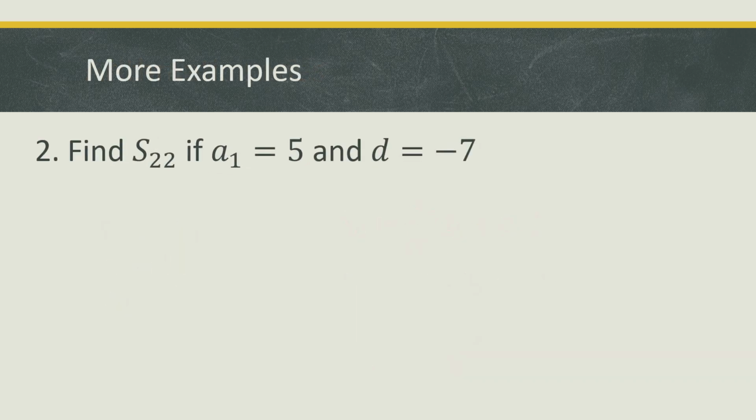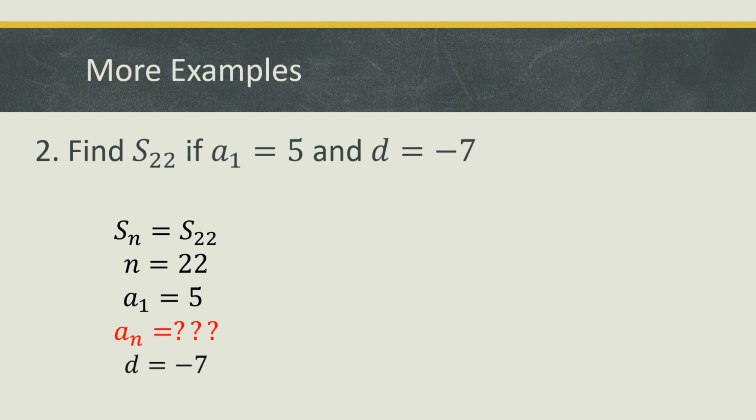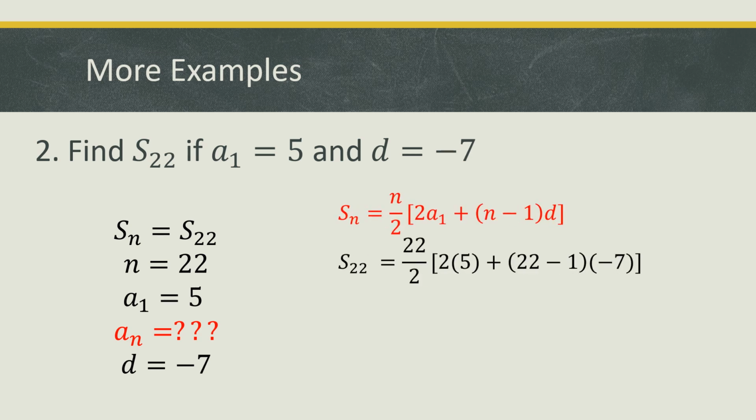Another example. Let us find the series of 22 terms if the first term is 5 and the common difference is negative 7. So there we have the S sub 22, as the value of n is 22. We also have the first term of 5. Since we do not have the last term but the common difference is given, we will use the second formula. If we substitute each value, we have n of 22, the first term of 5, and the common difference of negative 7.